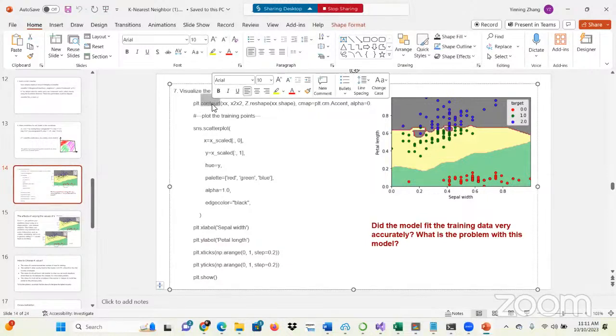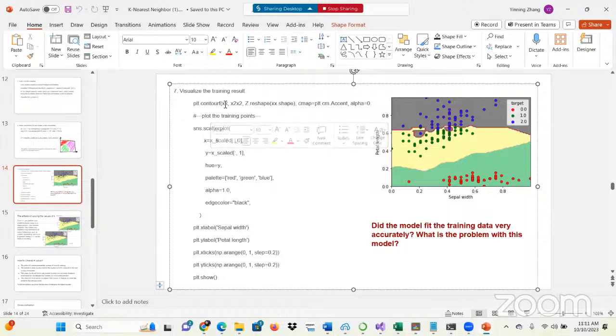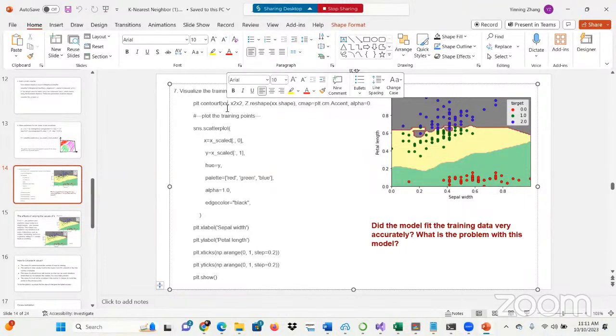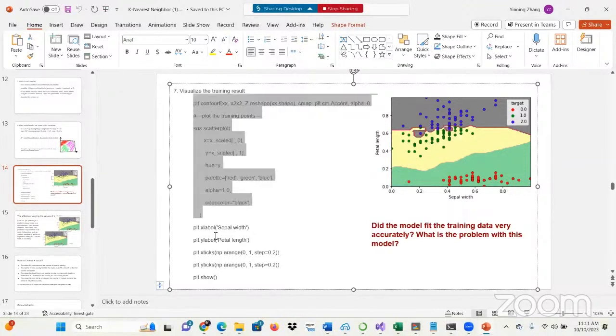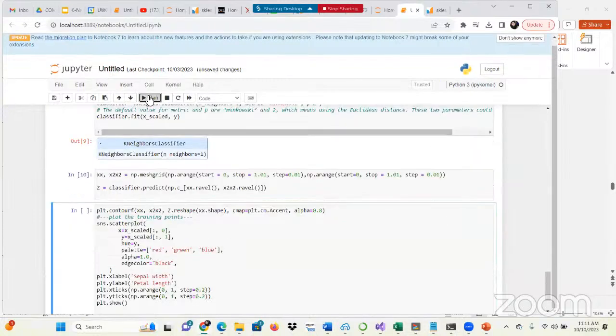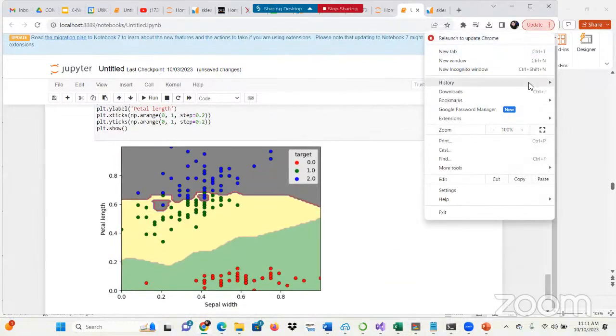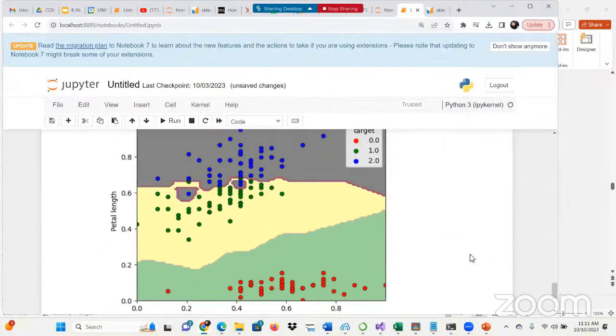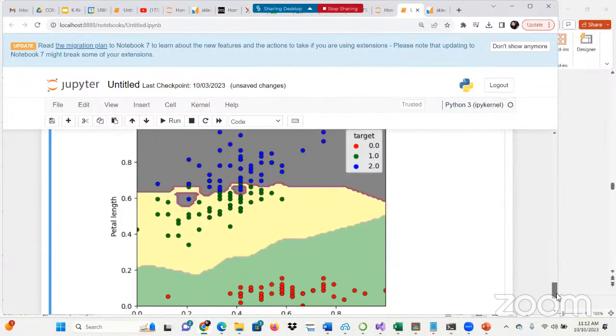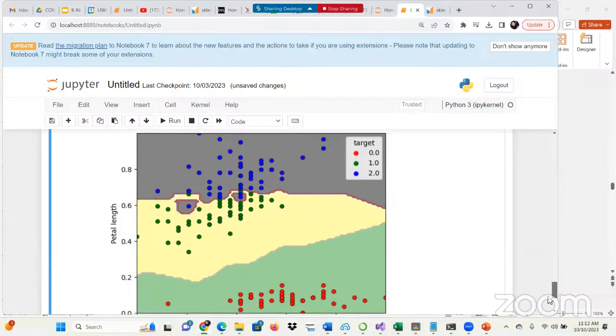And here we built a map, a contour of this coordinate system, and it's based on x1 being the sepal width and x2 being the petal length, and the colors of this map will be based on the y value. So this is the result we get after using the classifier with k equals 1.